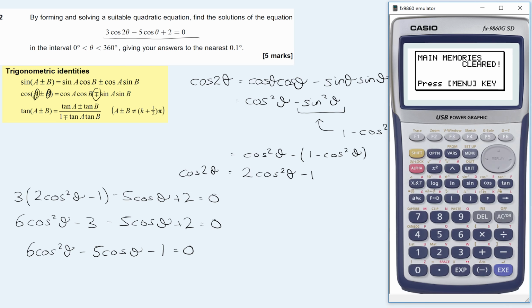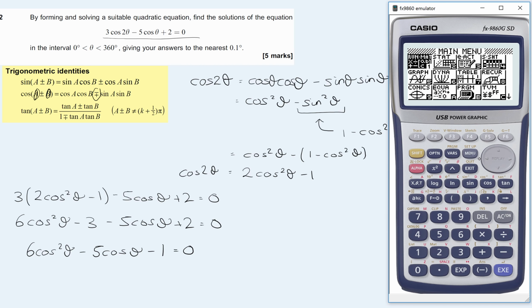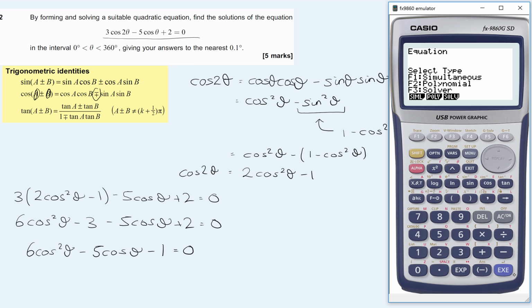Now I just want to show you how you can do this using your graphical calculator. So if you already know this, just skip through this little bit. But if you go to part A, your equation solver, you can actually solve a polynomial. So F2, and it's of degree 2 because it's an x squared. And then we're just going to put in 6, minus 5, make sure you've got the signs right, and minus 1. It just saves you a little bit of time, particularly if you're not overly confident with your factorising.